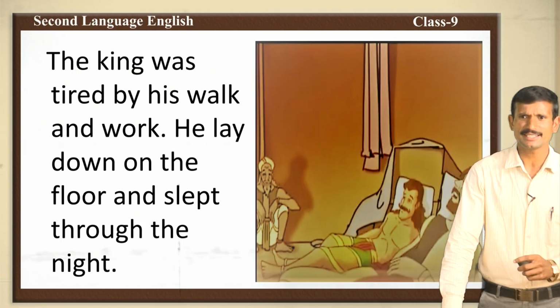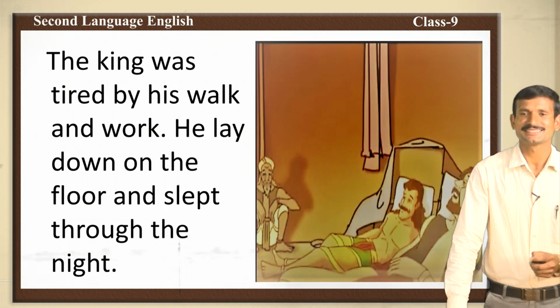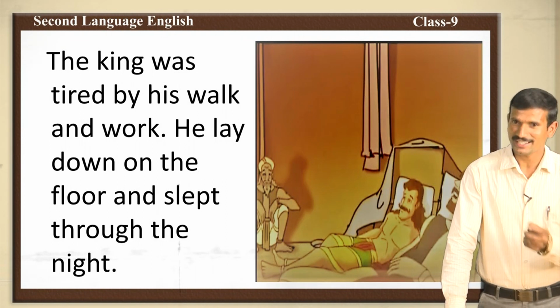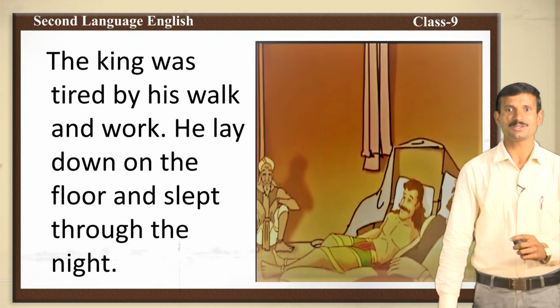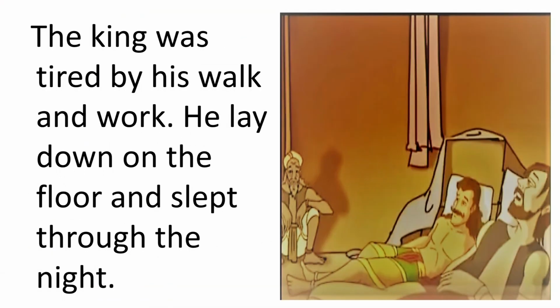After that, the king was tired by his walk and work. What was the work he did? He helped the hermit by digging, by taking the spade. Then he lay down on the floor and slept through the night. The king was tired by his walk and work. What was the work? Digging. Who was digging? The hermit was digging. By that time, the king took the spade and helped him to do the task.